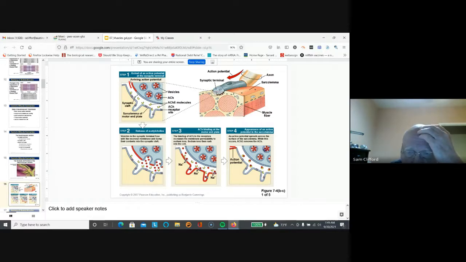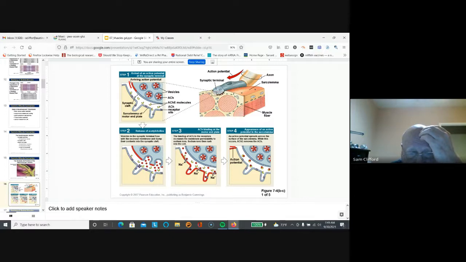So when an action potential or nerve spike comes to the end of the nerve, calcium rushes in. This picture doesn't say that, but calcium has to move in through calcium channels. Acetylcholine vesicles fuse with the membrane. Once they fuse, they release acetylcholine into the synaptic cleft.